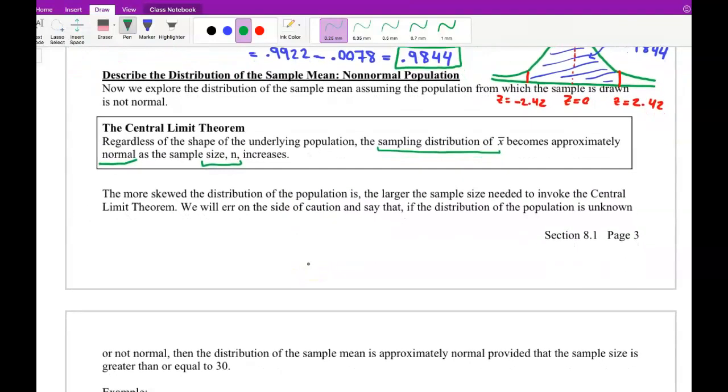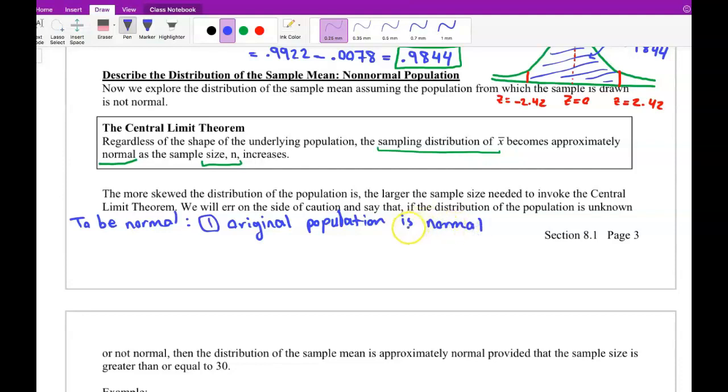Okay, so I want to add something here on this part. To be normal, one, we should have the original population normal. And also the sample size should be greater than or equal to 30.